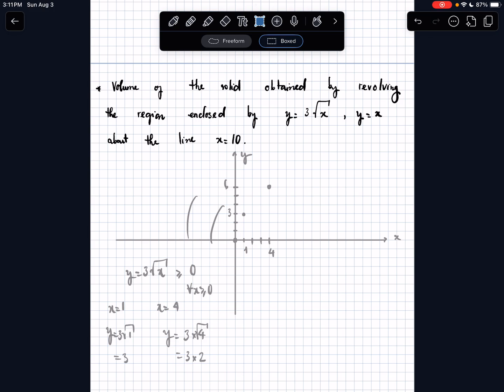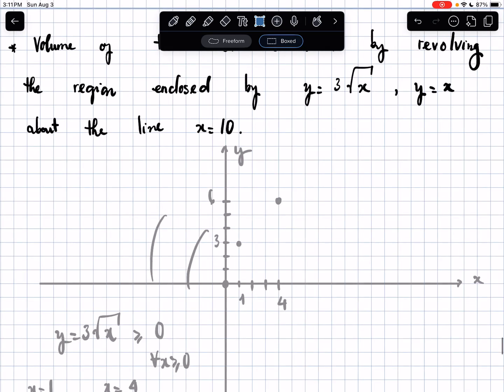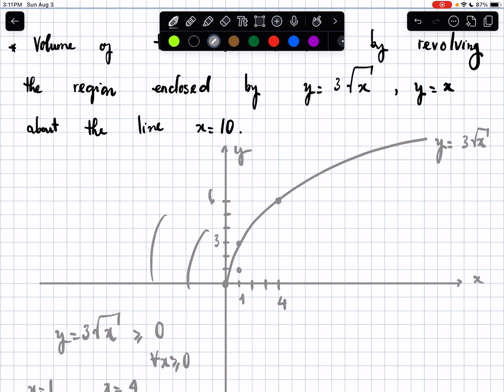The other one is y equal to x. So something like that for y equal to 3 times square root of x, and y equal to x: (1, 1), (2, 2). So this line.